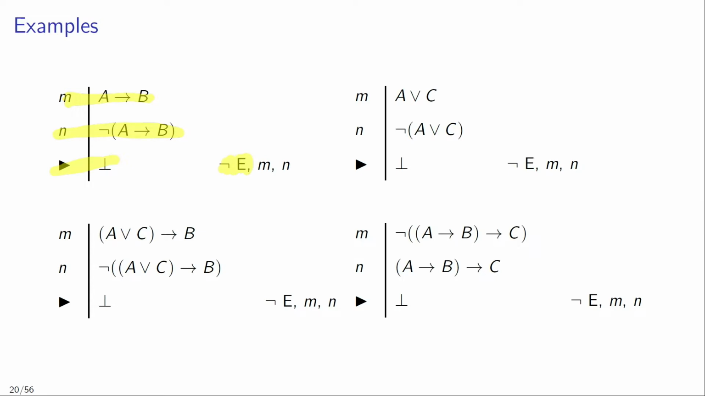And similarly for all the other examples, whenever you have a sentence in one line of your proof and the negation of that very same sentence in another line of your proof, you can infer bottom and justify that inference citing negation elimination, or alternatively, bottom introduction.